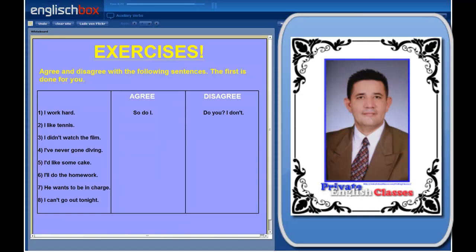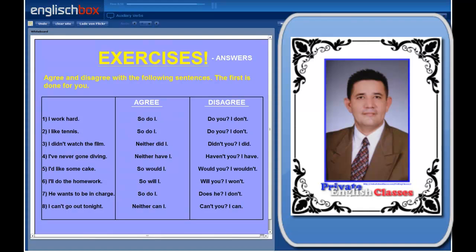I work hard, so do I. And the disagreement, I work hard, do you? I don't. Or simply, I don't. So look at the tense, decide which auxiliary verb should be used, and then answer the questions. So here are the answers. So you can check through the answers and see if you've got them correct.